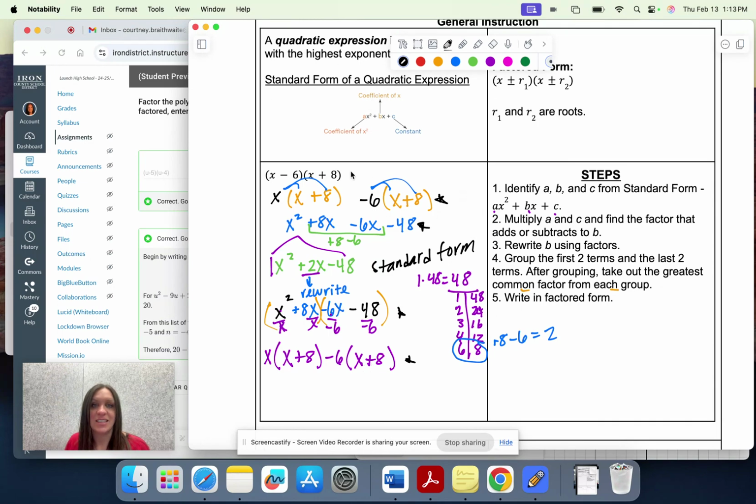Okay, last thing is to get to factored form. So this one that we see twice is actually just one factor. And then what we have on our outside is our first factor. And that's factored form.